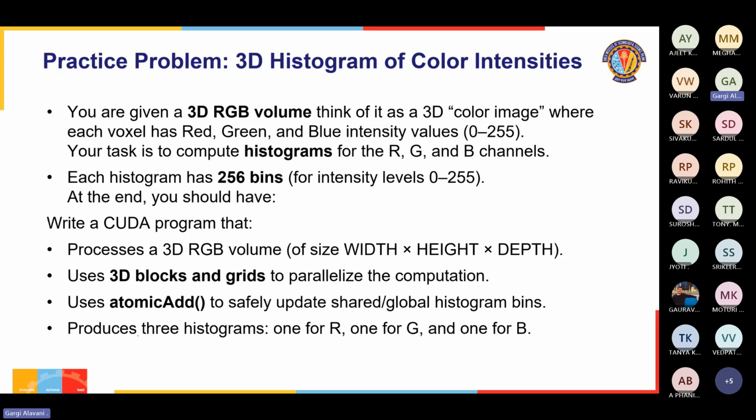Each histogram will have 256 bins, and you will have to write a CUDA program that takes this 3D RGB volume of width, height, and depth, and uses some 3D blocks and grids to parallelize this computation of calculating the histogram. You can use atomic add to safely update some shared or global histogram fields. And in the end, you should be able to produce three histograms, one for red, one for green, and one for blue.